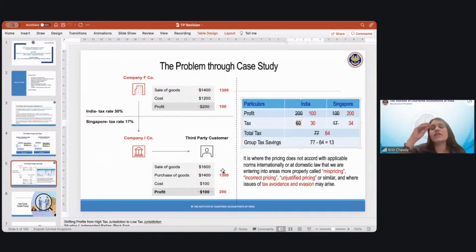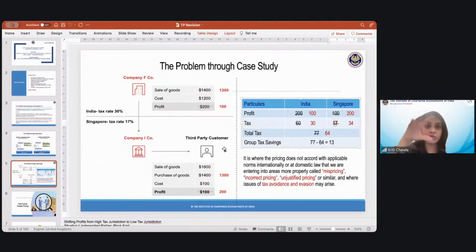So if you look at it from the perspective of company I in Singapore, the selling price is 1600, purchase is 1400, and cost is 100. So the profit that they've made in Singapore is $100. If you look at the right side of your screen, I've mentioned it here. The profit is $100. The tax in Singapore is 17%. So the tax becomes 17. And finally, they sell it to the third-party customer.